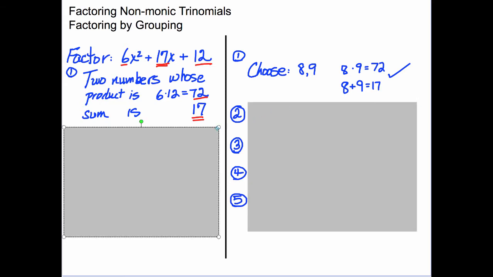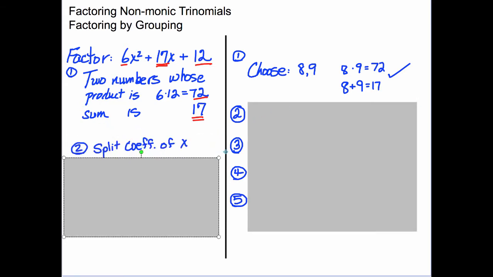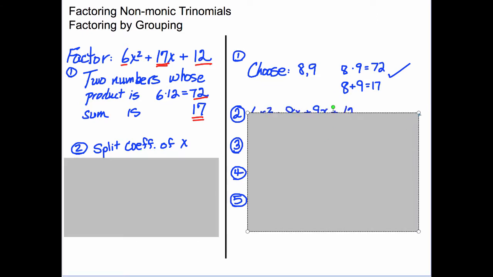So now the next step is going to be to split the coefficient of x. And here's what I mean. I mean, take this coefficient 17x and write it as 8x plus 9x. That's the same thing as 17x, but we're just going to split it.